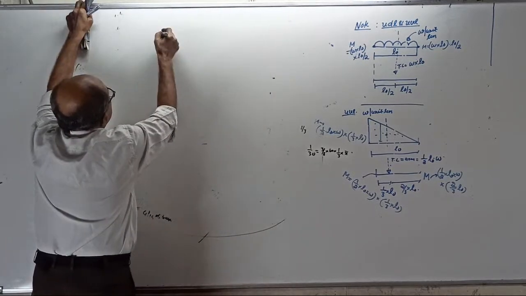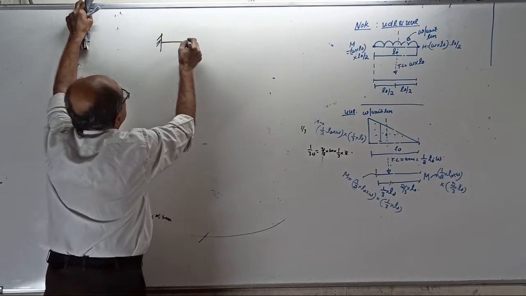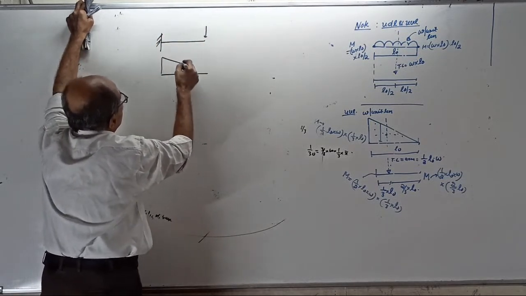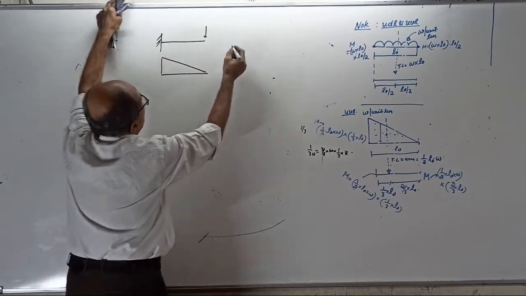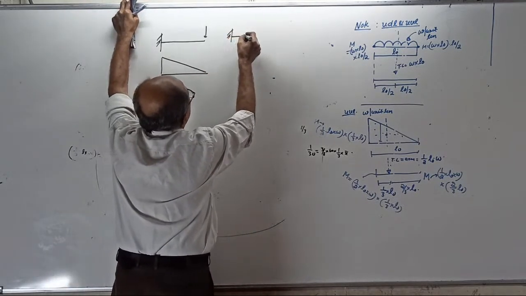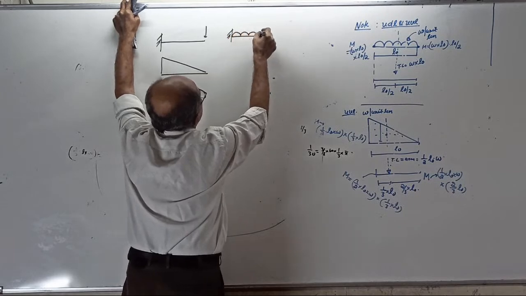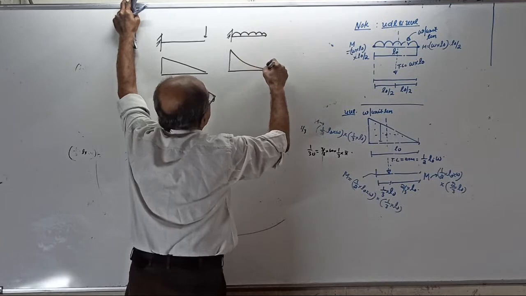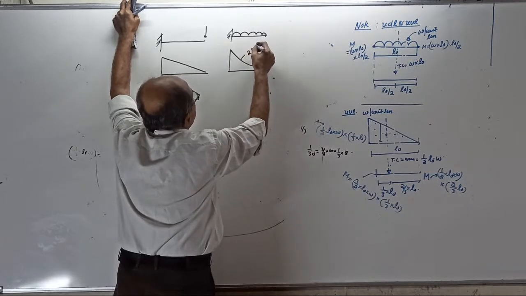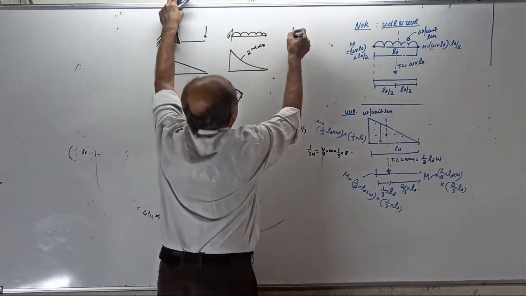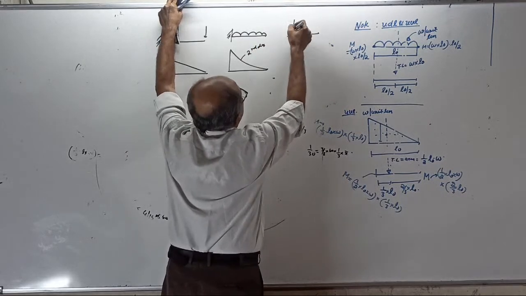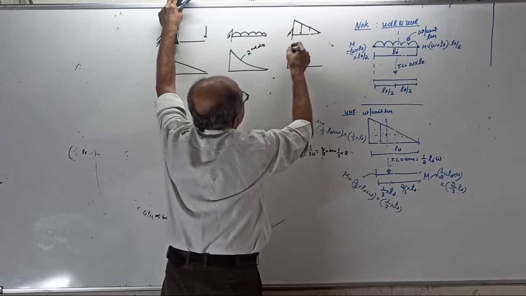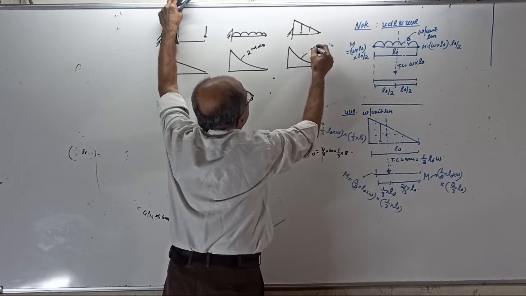See, cantilever one side fixed with a point load. BMD comes this way. Okay, then next I'll write here. Cantilever with the UDL. BMD comes this way. Parabola, second degree parabola. And cantilever with UVL like this. BMD comes this way. This is third degree parabola.